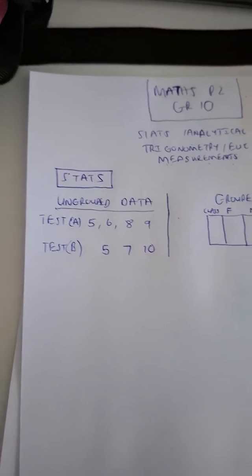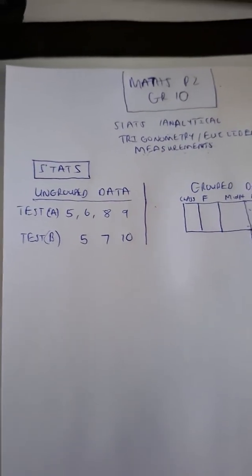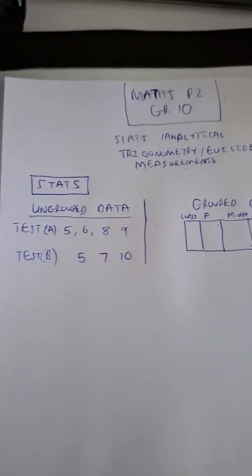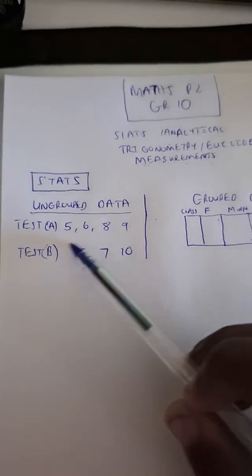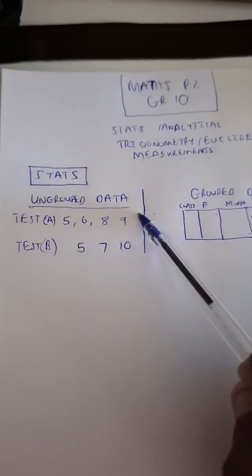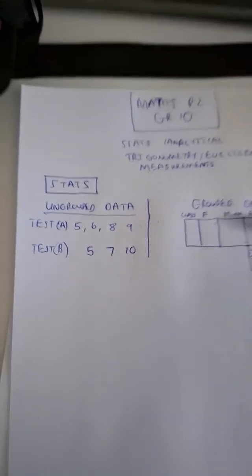So ungrouped data is just data that is thrown there. It's listed, there's no class interval, it's not grouped into specific class intervals. It's listed data. So 5, 6, 8, 9: 4 learners that are part of a class wrote a test out of 10, and there's a lot of things that we can then read from that data.